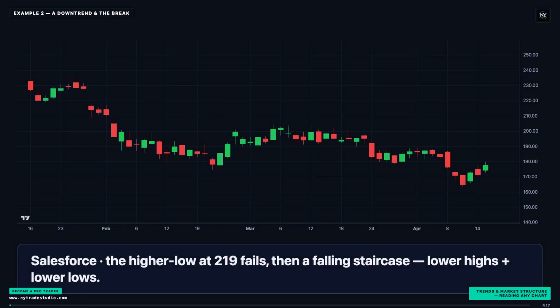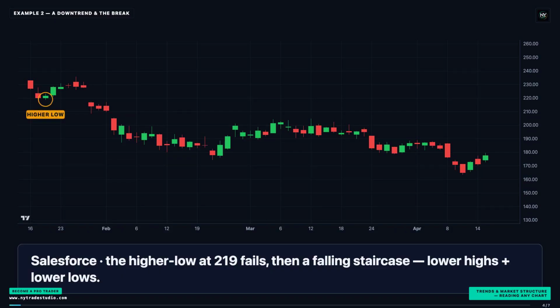Our second example shows the most valuable moment in this whole lesson, a trend ending and a new one beginning. This is Salesforce, early in the year, and it starts, as they always do, inside an uptrend. Look at the left of the chart. Price had been making higher lows, and this one near 219 was the most recent, the last higher low of that uptrend.